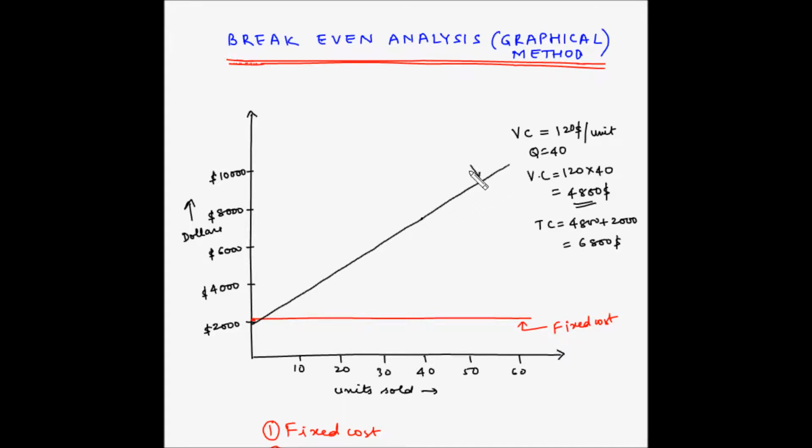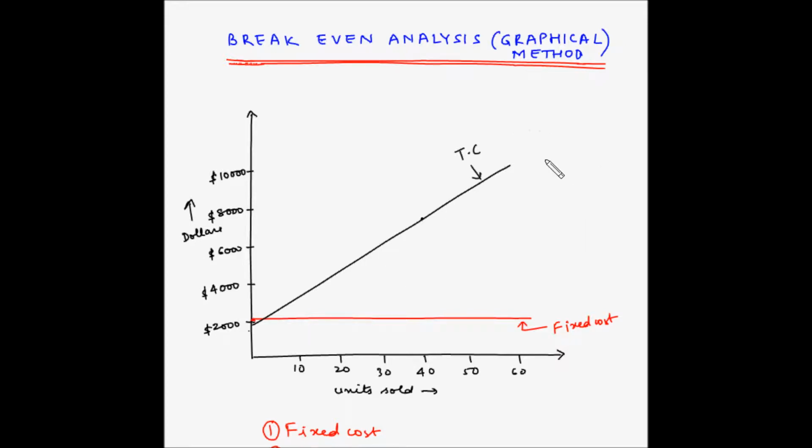So this line here represents the total cost. Now the third line which we have to draw is for revenue. Let's say that each unit is being sold at a selling price of $200 per unit. So selling price is $200 per unit.